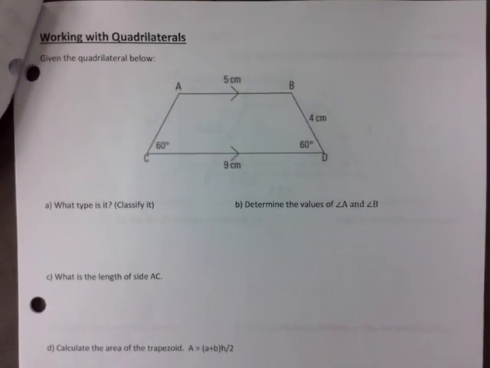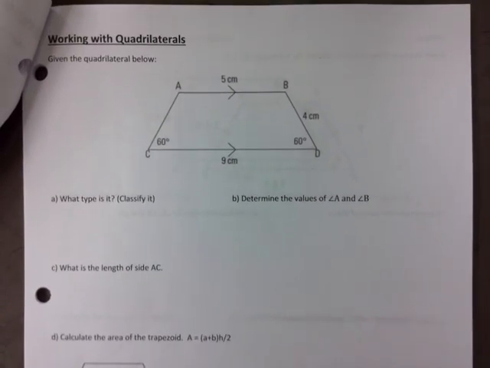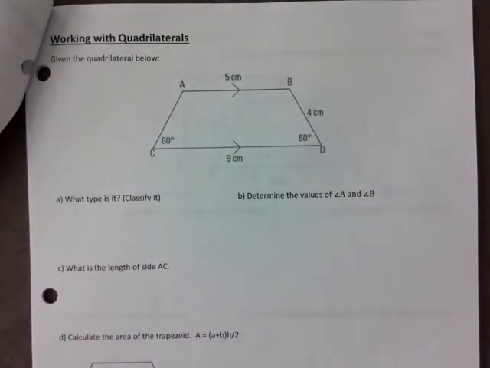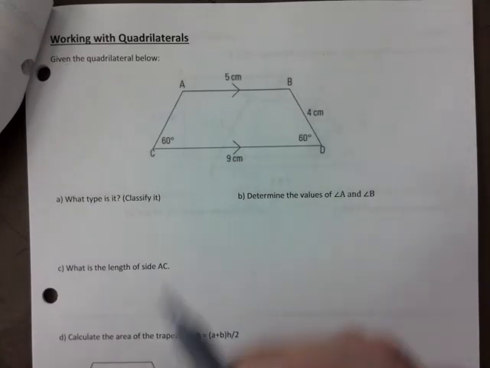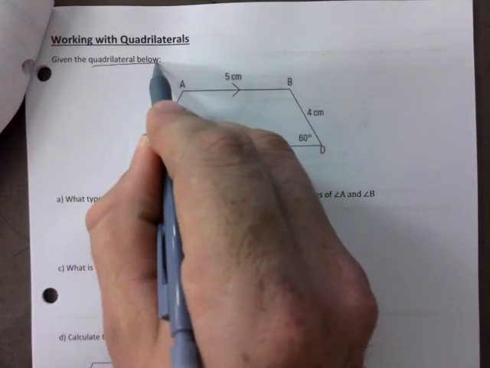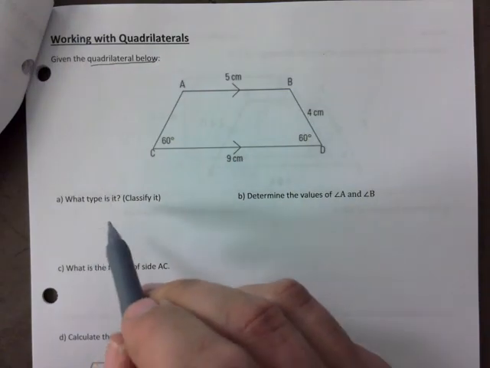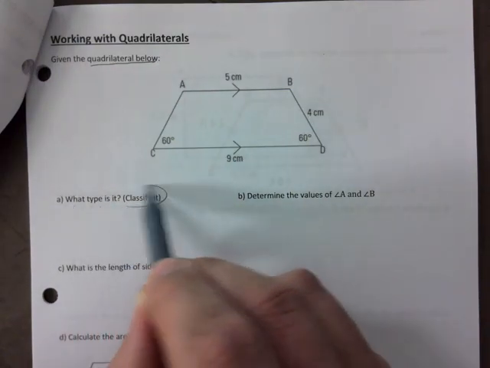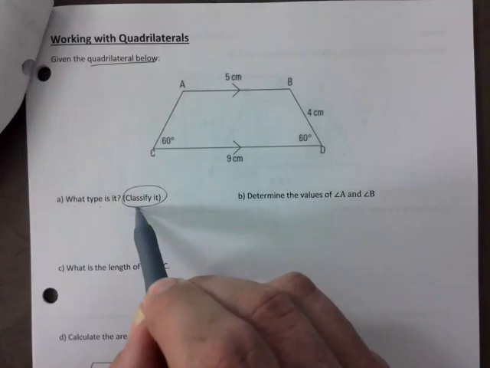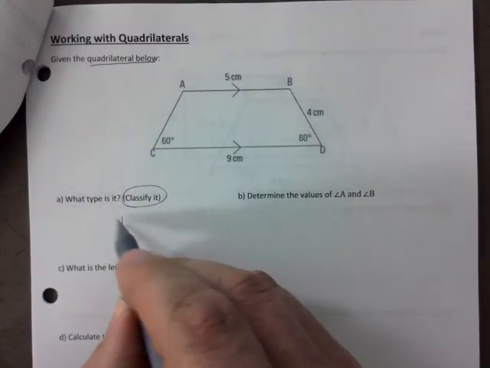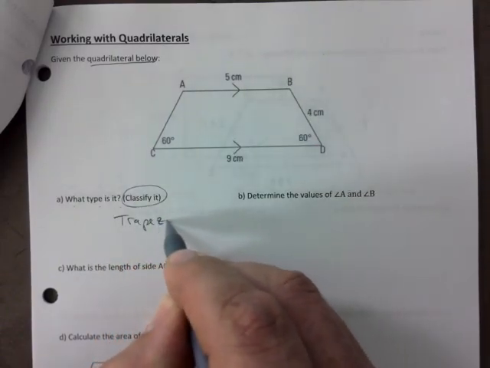I don't know. Let's go working with quadrilaterals. Come with me here. This is page 30, and then I'm going to let you do some work on your own, and I will circulate and help you out. Okay? Given the quadrilateral below, what type is it? Classify it. What do you think this is? It's definitely a trapezoid, correct?